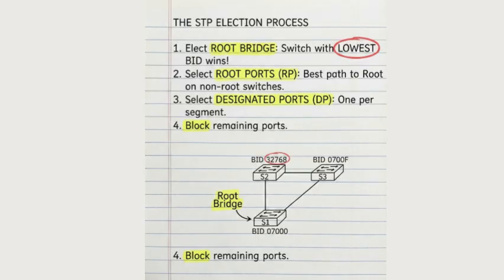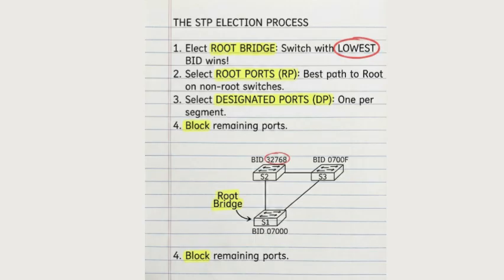Okay, so the problem is clear, the job is clear: break the loop. But for all the switches to agree on which path to block, they first have to agree on who's in charge. That's right. That brings us to the next part. Establishing order. Before any blocking can happen, you need a hierarchy. And the whole process starts with the switches talking to each other.